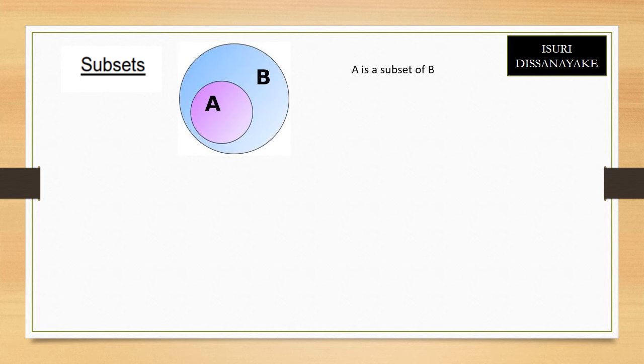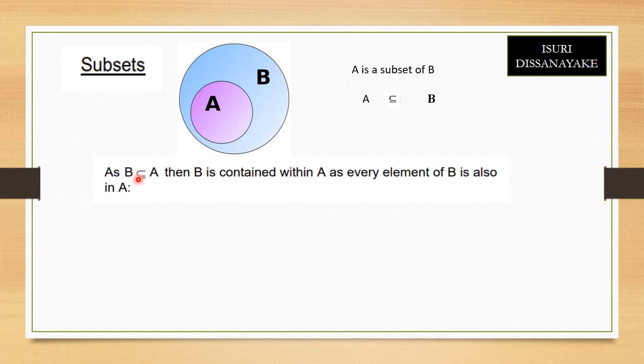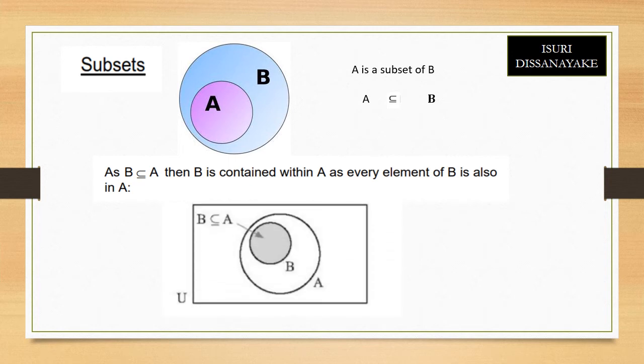We can symbolize A is a subset of B. So this is the symbol that you use in sets to show that it is a subset. Now if I want to write B is a subset of A, this is how you do it. In this case, B is inside A. Look at the figure. You can see that A is the big set, B is the smaller set. So B is entirely inside A.